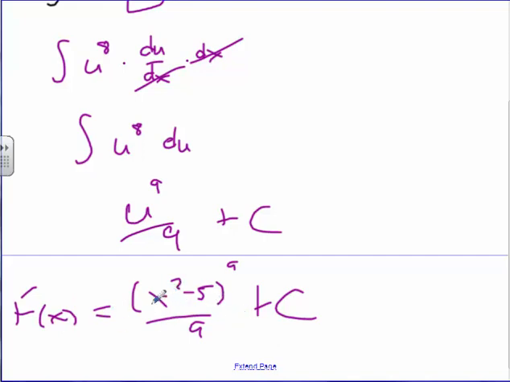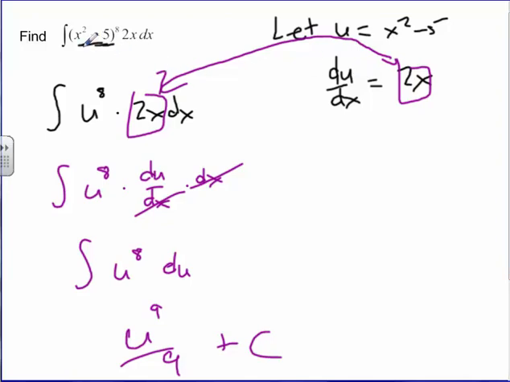And if I want to check my work to make sure it's been done properly, think of how this would go. You'd pull the 9 down in front. This would turn into an 8, which is good. We want an 8 there. The 9 that comes in front would cancel this 9 right here, so now both of those are gone. And then you'd have to chain on the derivative of x squared minus 5, which is just the 2x, and hopefully you can see, yeah, that's what we started with.